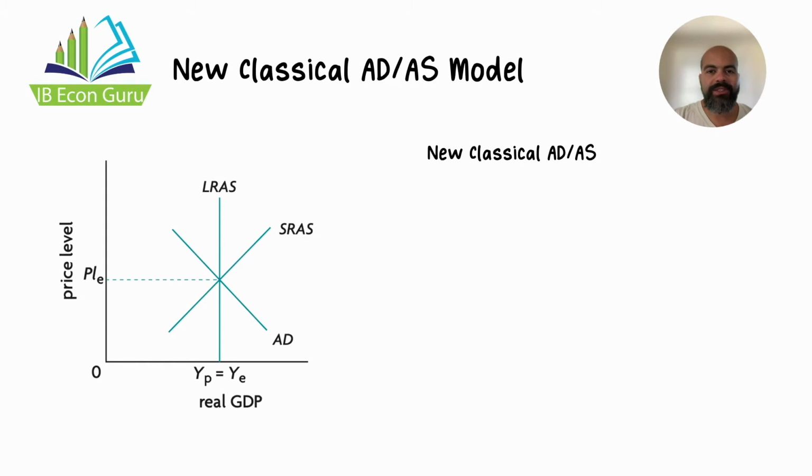Hello, everybody. From the Macroeconomics Unit, I've covered the circular flow of income and the business cycle. Now it's time to talk about aggregate demand and aggregate supply. I'm going to start with the new classical model, and then in the future, I'm going to make the Keynesian model videos. So, first of all, this is what the new classical model looks like.